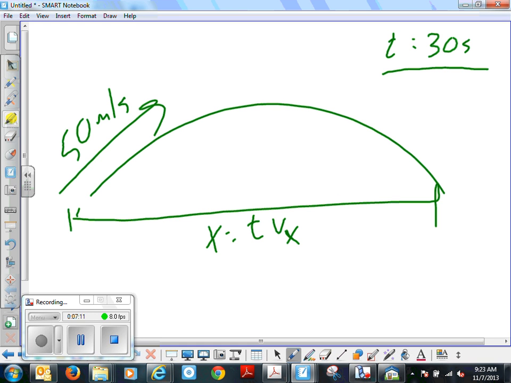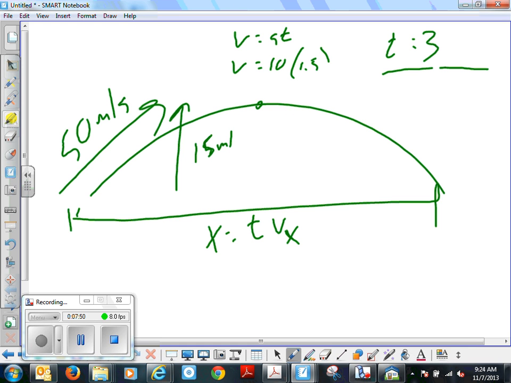Or, is there another way to do that? Well, there is another way to do that. I won't show it right now, I guess. So we'll say this here is 15, yeah, this is not a real problem, is it? That's too much time for that vector. Let's change this to 3 seconds. Okay, 3 seconds. So it takes 1.5 seconds to get to the top, right? So v equals at, v equals 10 times 1.5, 15 meters per second.